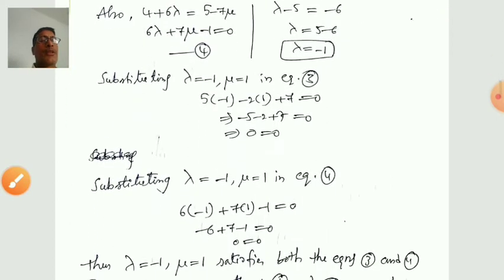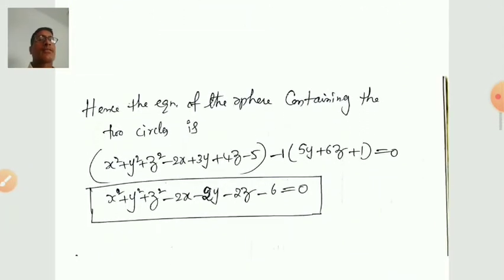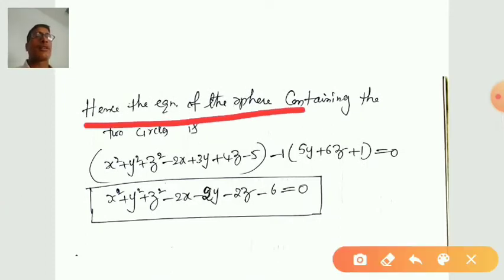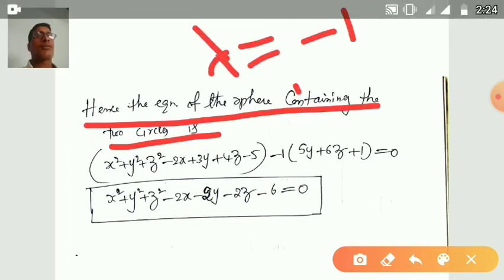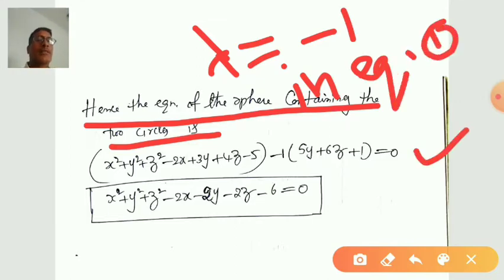Therefore, by substituting, hence the equation of the sphere containing the two circles is, here we have taken lambda equal to minus 1 in equation 1. On simplification, we will get x square plus y square plus z square minus 2x minus 2y minus 2z minus 6 is equal to 0. This is the required equation of the sphere containing the two circles.